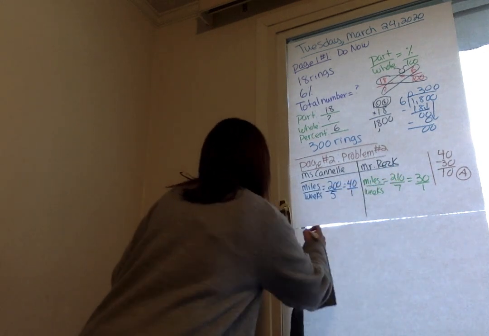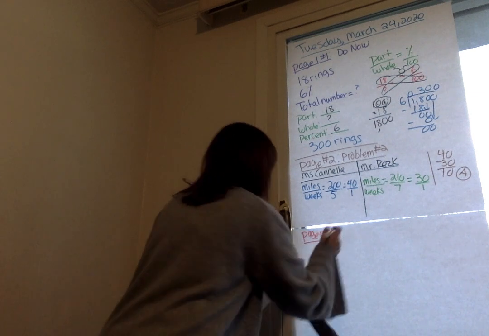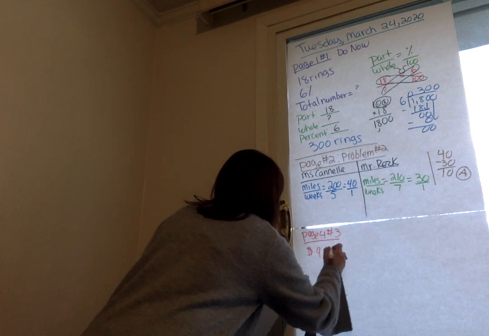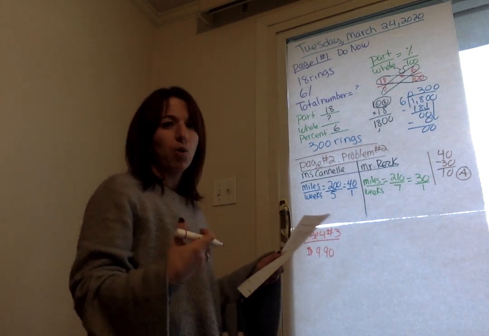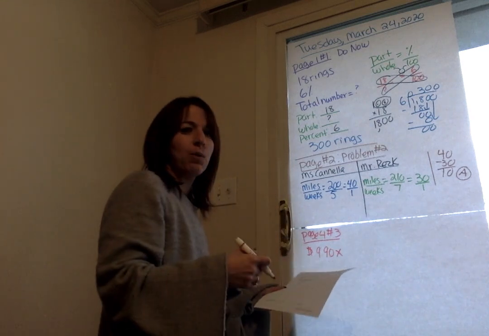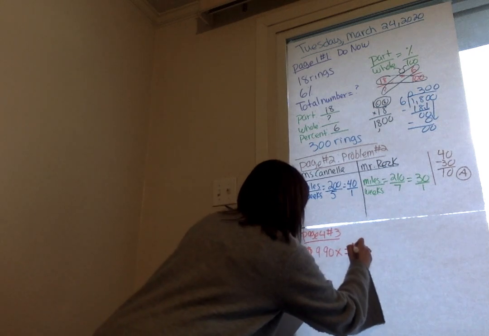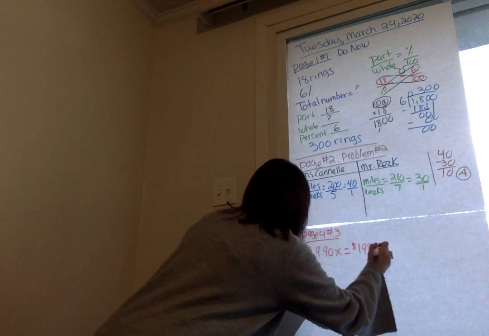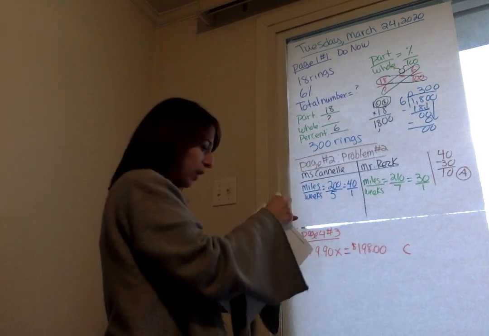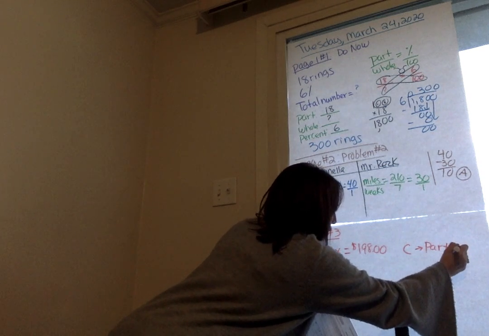So here's what I got. Now we're on page 4, at number 3. Look at the red here. So we know that we have $9.90 each. Each means I multiply. I'm going to multiply the variable, which is X, to figure out how many sandwiches I can buy, which is equal to my total amount, $198. So this equation is answer choice C. C is for part 1.